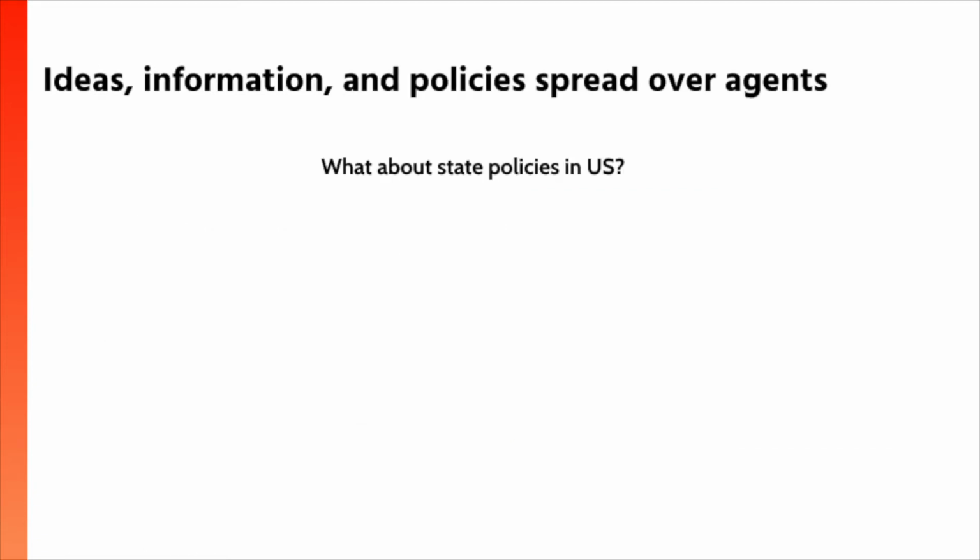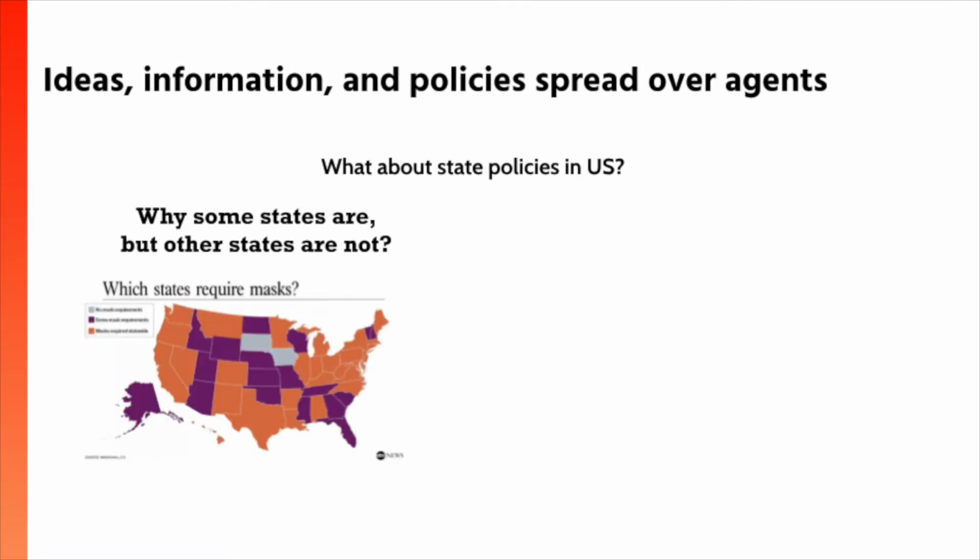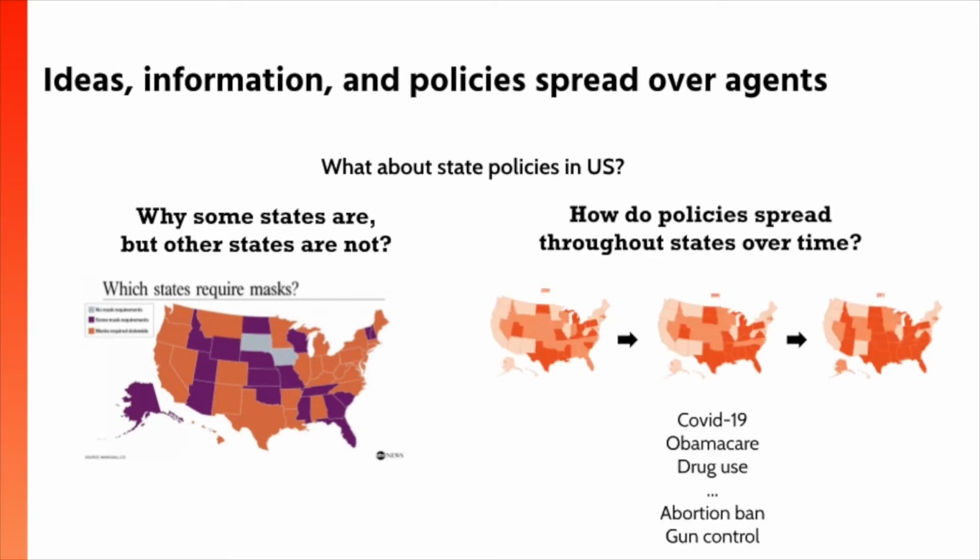Our tool especially pays attention to state policies over the 50 states in the U.S. For example, for COVID-19 related policy, some states require masks, but others do not. Such policies may spread throughout states over time by an underlying influential relationship between states.